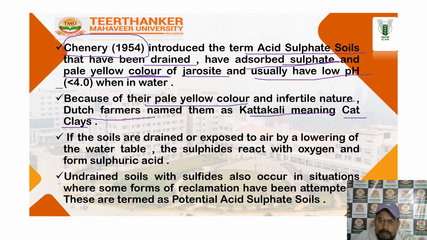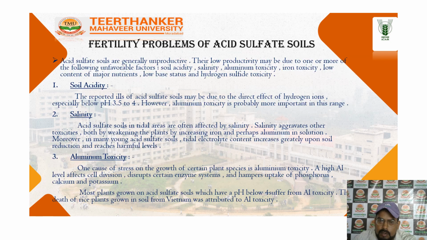If the soil is drained and exposed by lowering of the soil water table, the sulfate reacts with oxygen and forms sulfuric acid. Acid sulfate soil occurs in situations after reclamation, and the term is potential acid sulfate soil, arising from the drainage system. So what are the fertility problems of acid sulfate soil? That is the main topic of today's discussion.